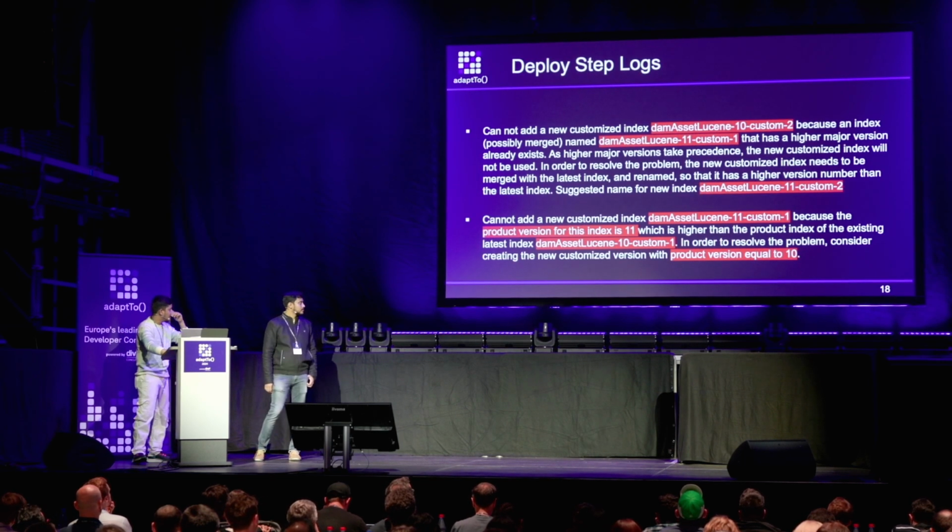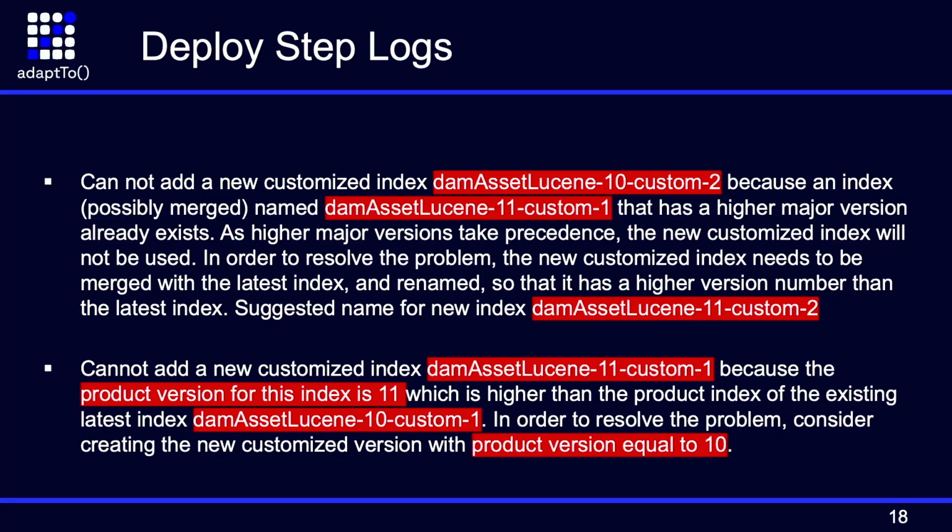So, I have a couple of log snippets over here. These can be downloaded from the developer console. When you run the pipeline, you will get the deploy step logs over there. So in the first instance, there is an attempt to add a custom index which has a product version that is lower than the one that is actually present on the system or the AEM repository. In this case, the indexing pipeline would fail, and the log is pretty descriptive, and it even suggests the correct index version that needs to be added.